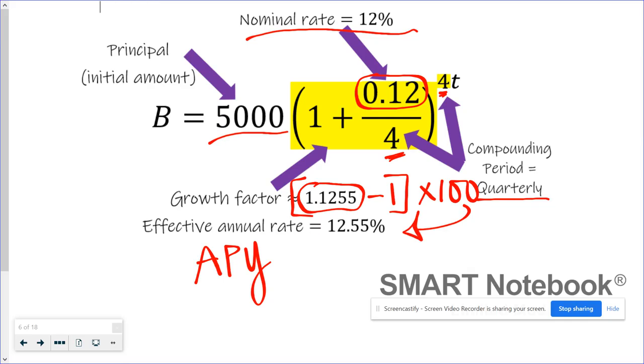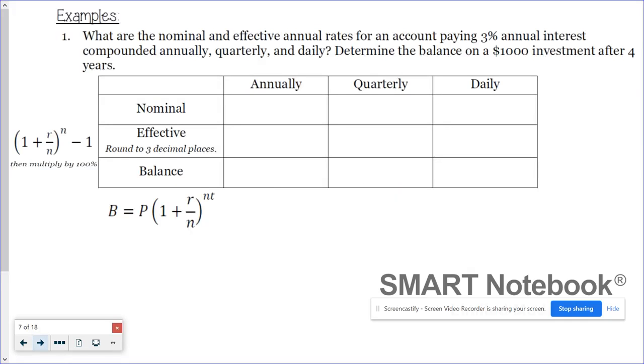Okay. All right, so now let's play around with these formulas. What are the nominal effective annual rates for an account paying 3% annual interest compounded annually, quarterly, and daily? Determine the balance on a $1,000 investment after 4 years. Okay, so 3% annual interest. In our formula for R, we're going to type in on our calculator the decimal equivalent, so 0.03 is what we're going to use.